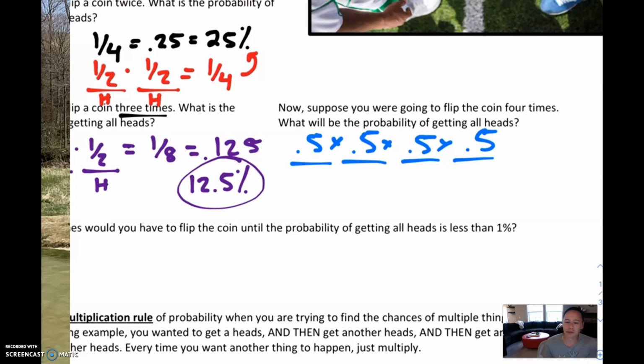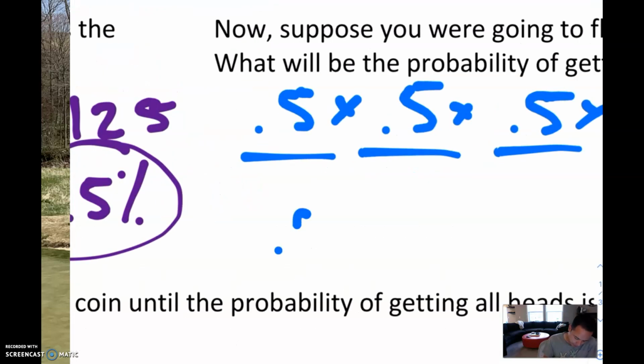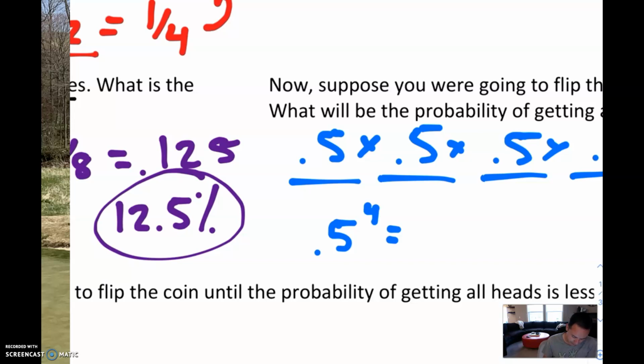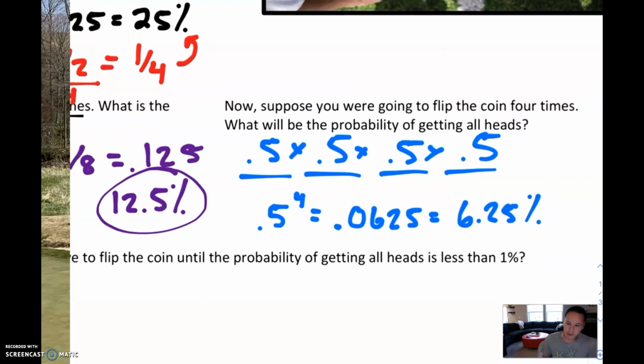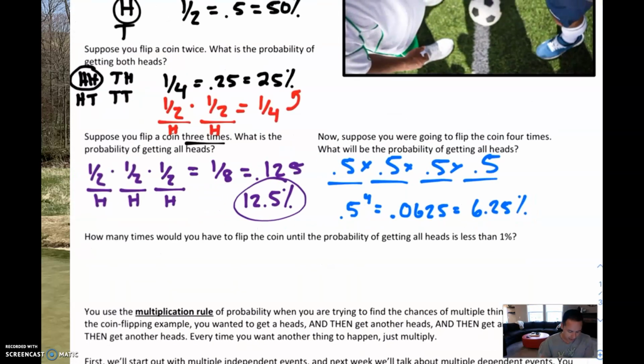Now there's a quicker way that you can do this. Instead of doing 0.5 times 0.5 times 0.5 over and over, you could just simply put it as 0.5 to the 4th power. And if we take 0.5 to the 4th power, we get 0.0625, which equals 6.25%. So if you flip a coin 4 times, the chances of you getting heads every single time of those 4 times is going to be about 6%. It's not going to happen very often, but it certainly could happen. So now what we're going to do is take the same information, and I want to know how many times would you have to flip the coin until the probability of getting all heads drops to smaller than 1%.